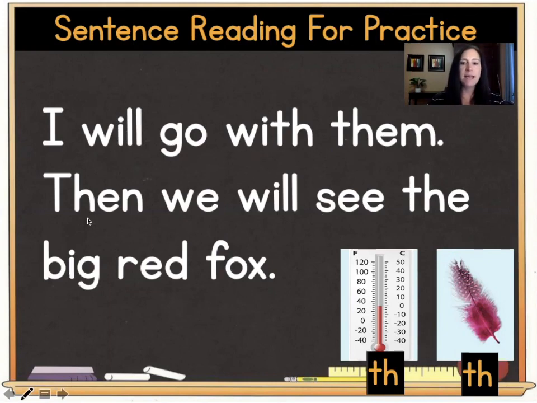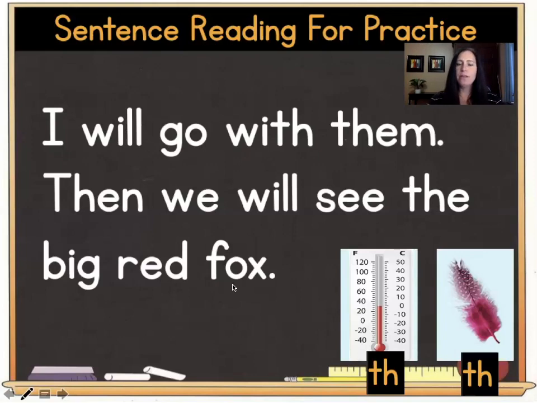Let's come down to the next sentence. I already noticed that consonant digraph. Let's ready, read. Then we will see the big red fox. Great job. Now let's read it all together one more time, a little bit faster. I will go with them. Then we will see the big red fox.